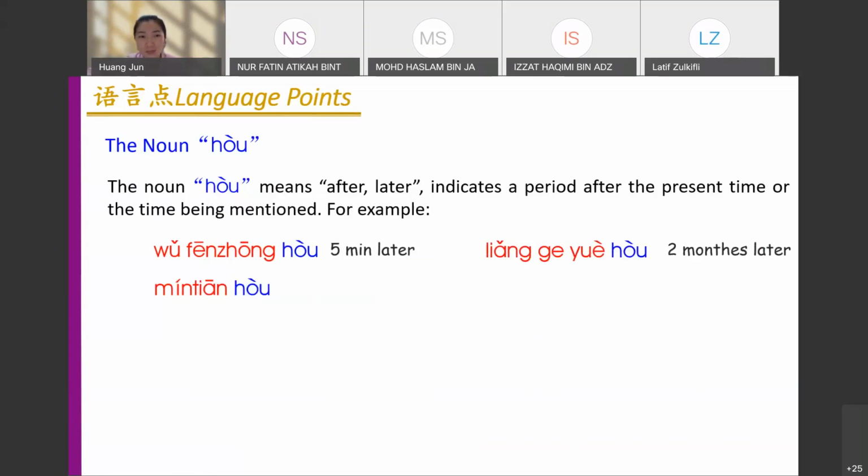Then 明天. I'm sorry, I typed the wrong word over here. Actually it should be 明天后. 明天 is tomorrow. So 明天后 is after tomorrow. Later I will do the correction for it. There is a word I forgot to put here. Then 星期天后. 星期天, what's the meaning?